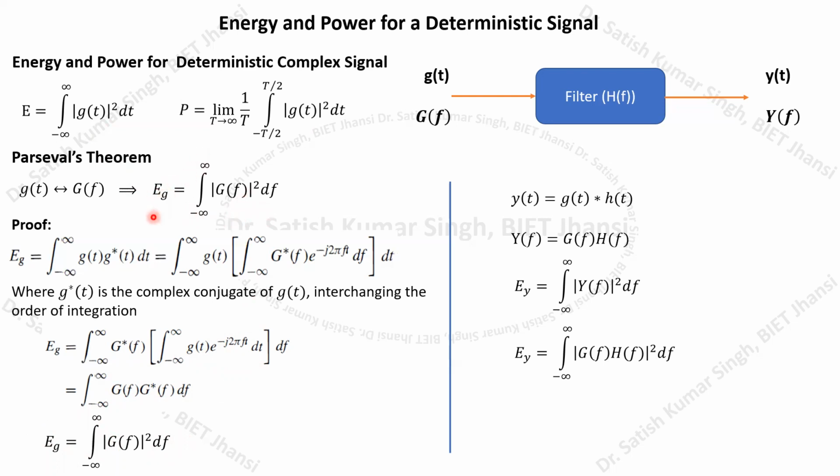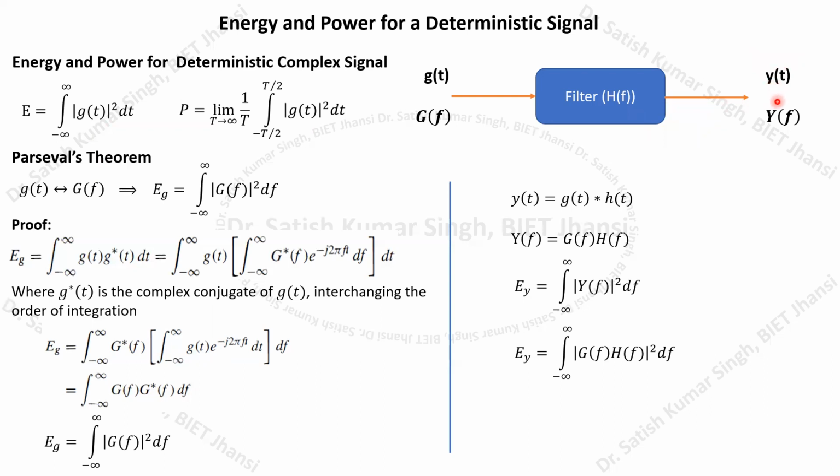So normally, if any signal is a deterministic signal, or even a random signal, I will be discussing the random signal in the next slide. Here you can see, let us suppose we have any signal g(t) whose Fourier transform G(f) is known. Normally, if it is passed through any filter whose frequency response is given by H(f), in that case we can calculate the energy of this output, okay? So let us say the output of this particular filter is y(t), and its Fourier transform is Y(f).